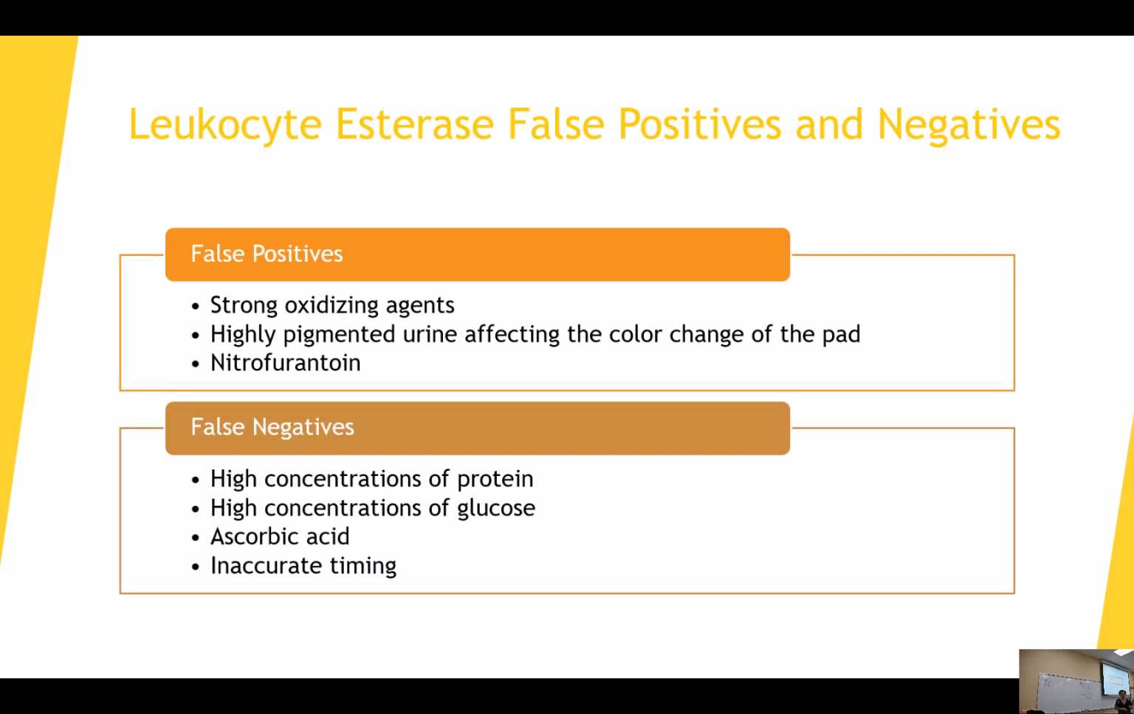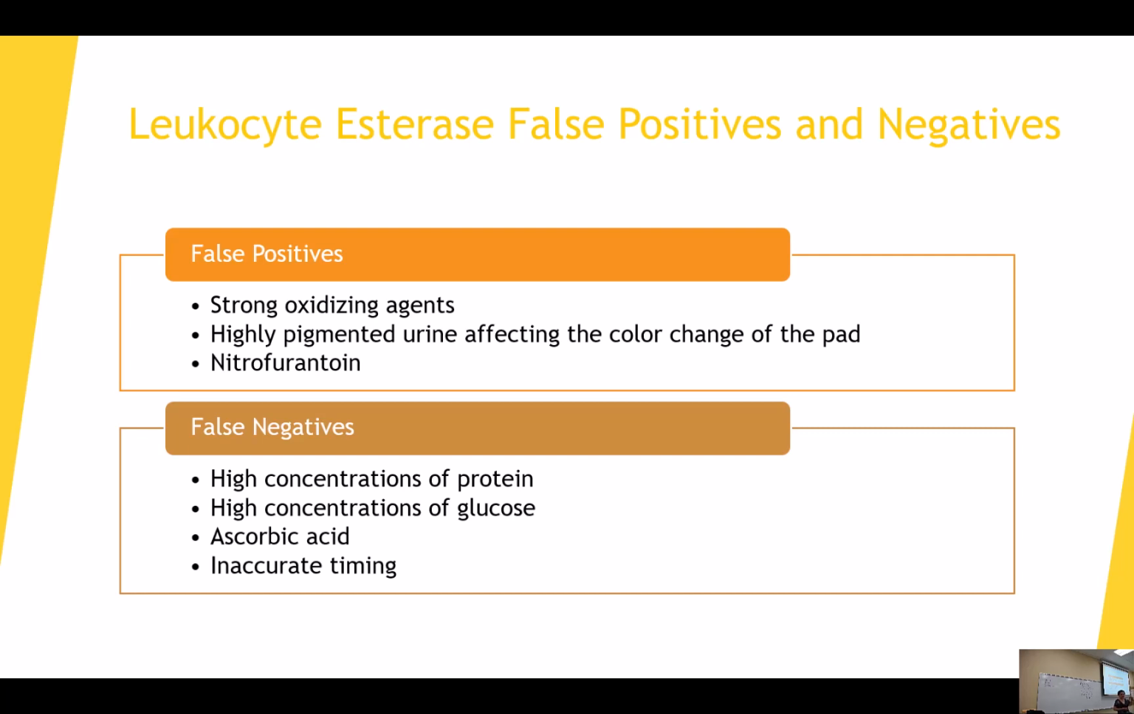False negatives: high concentrations of glucose and protein are going to block the pad. Because again, with these pads, the cells and the granules have to hit the pad in order for the reaction to take place. Ascorbic acid, there it is again, is going to cause a false negative.